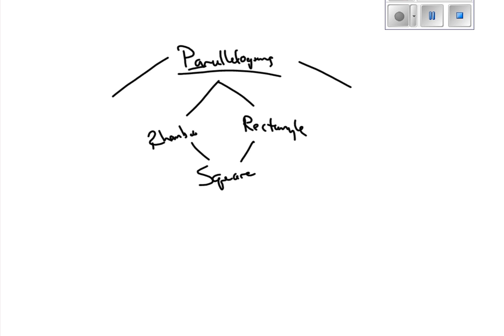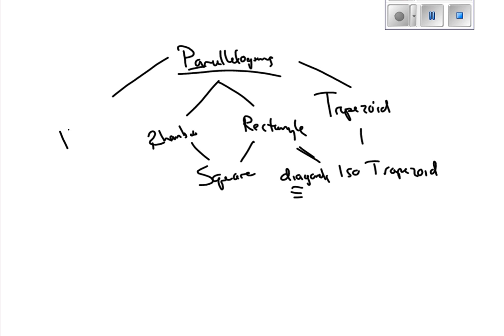Now, kind of off of here is this. We've also got trapezoid and an isosceles trapezoid. Isosceles trapezoid and a rectangle are kind of connected a little bit because they have diagonals that are congruent. All right, then we have a kite, and a kite and a rhombus are a little bit connected because the diagonals are perpendicular. So this would be kind of a spread out way to talk about all of the quadrilaterals for this unit.